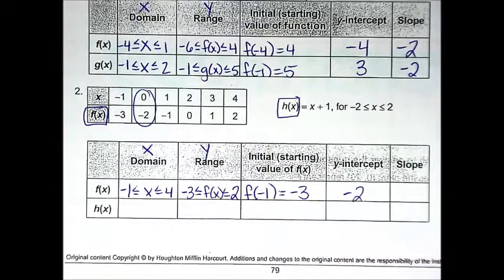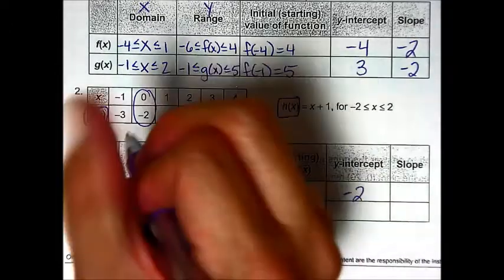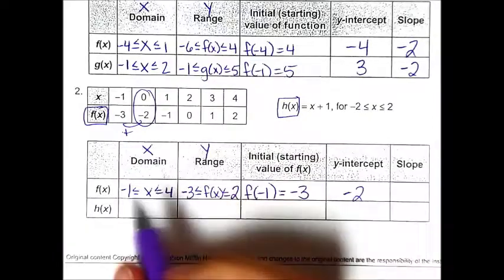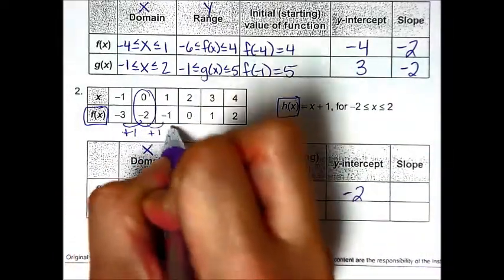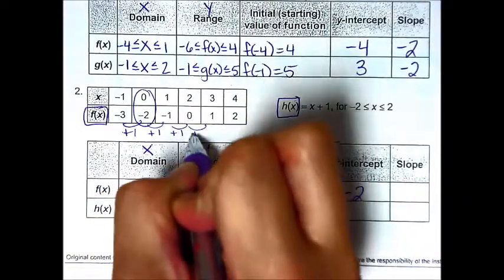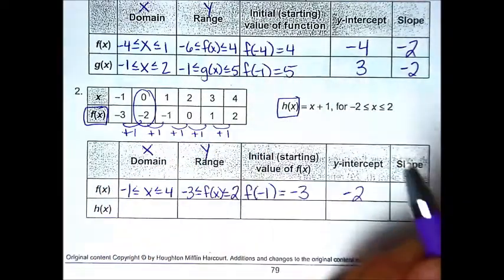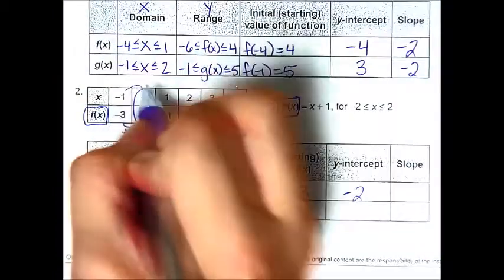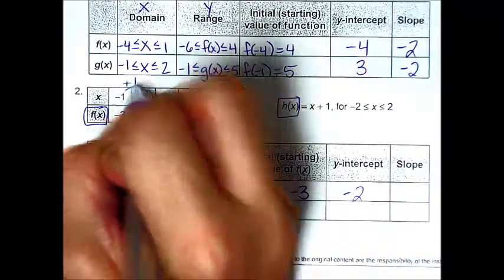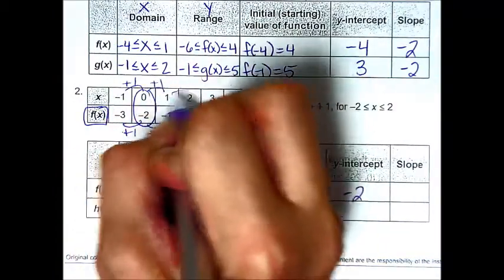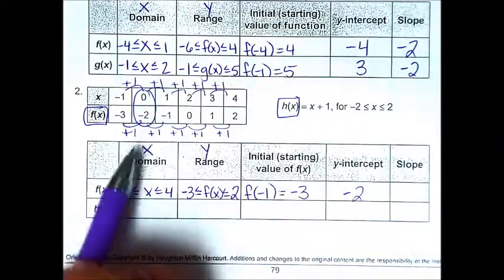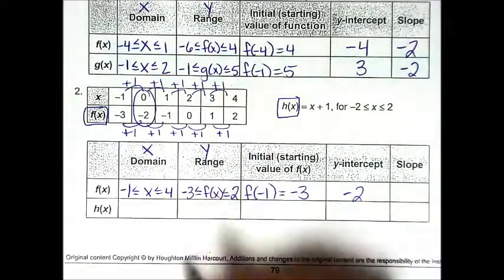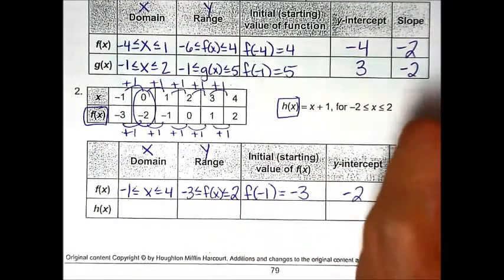And then let's do slope. Change in y over change in x. These are going plus 1, plus 1, plus 1, plus 1, plus 1. What's the other side doing? Hey, this side is going plus 1, plus 1, plus 1. It's the same pattern. Change in y over change in x, 1 over 1 is 1.